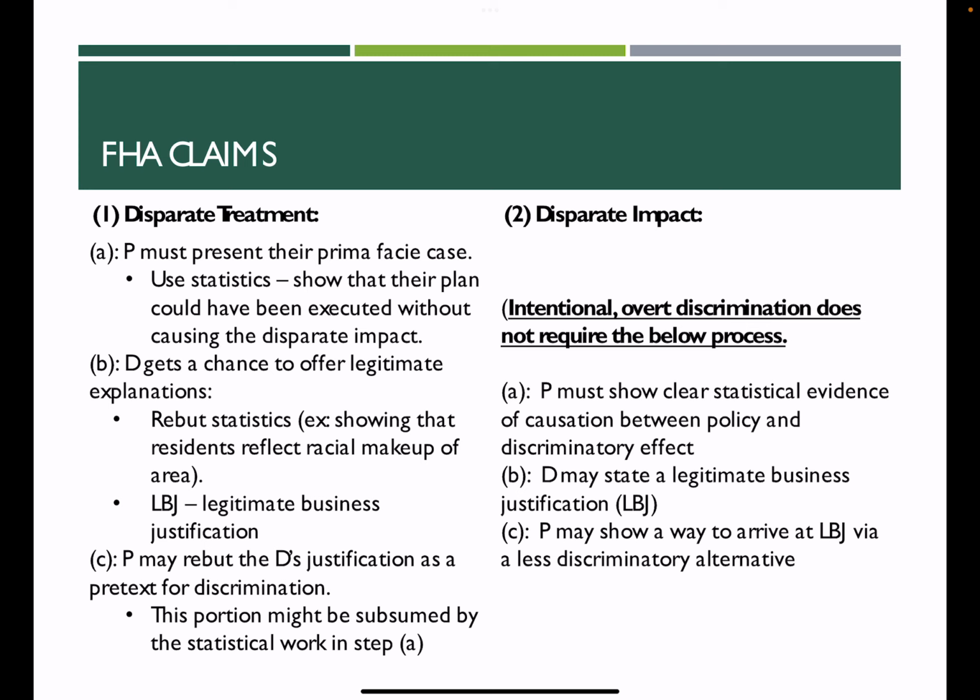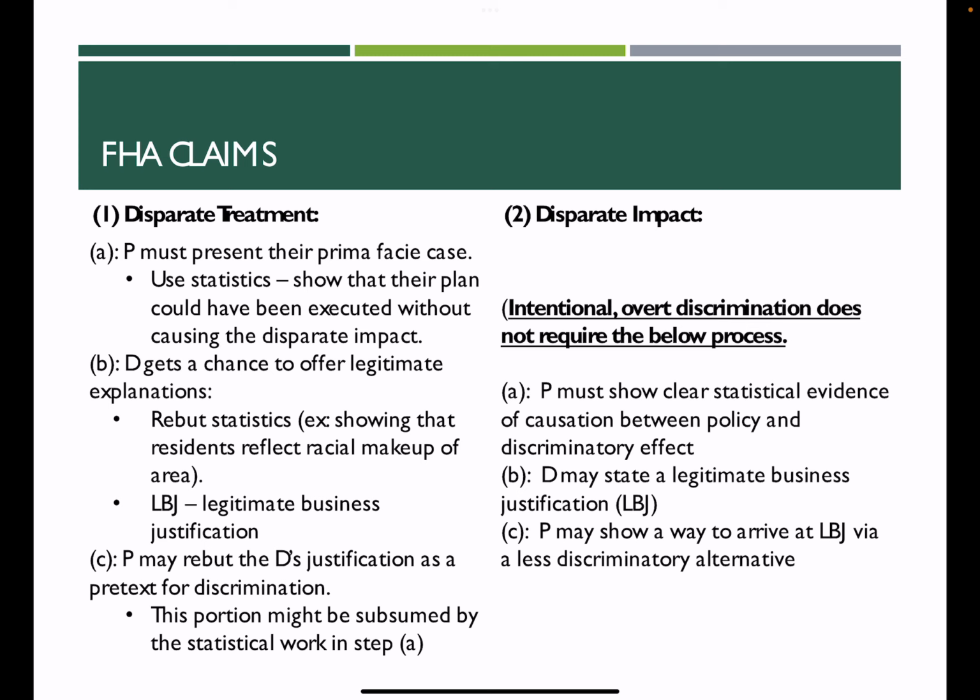And then, step 3, the plaintiff can rebut this explanation as a pretext if they can show it. So going back to the FICO example, if the plaintiff can show that other people with similar FICO scores were being offered the apartments, then clearly that would be pretextual.